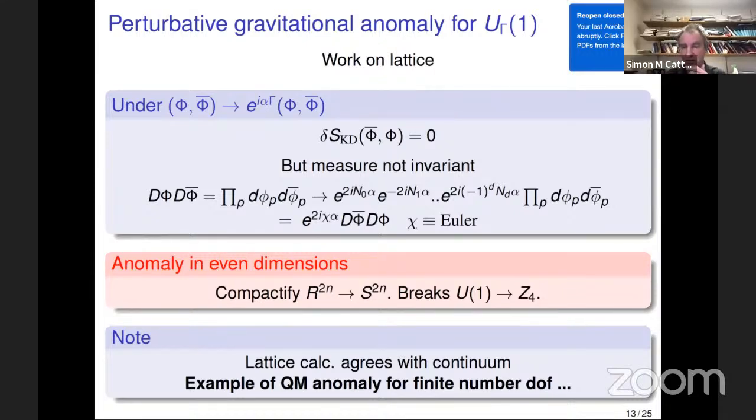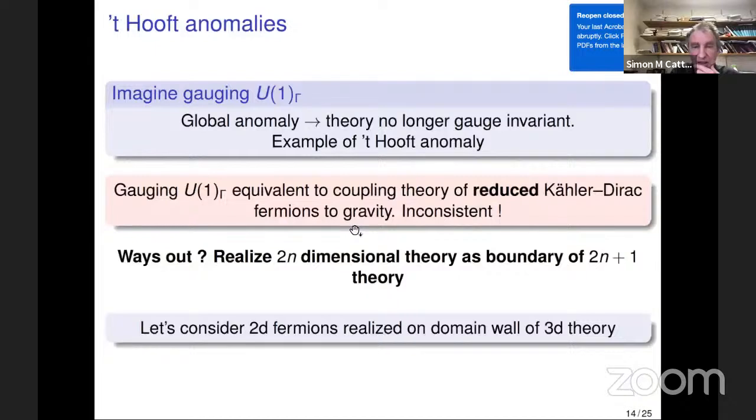Yeah, so it's a very easy calculation on the lattice. So anyway, let's think about gauging it for a moment now. Of course, if I did that, the theory would no longer be gauge invariant. And this would be an example, of course, of a 't Hooft anomaly.